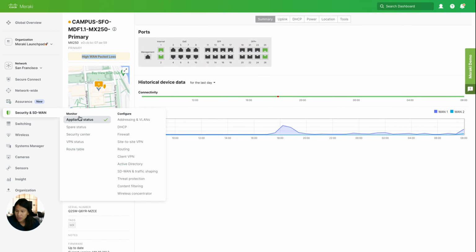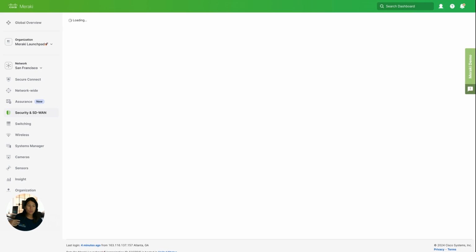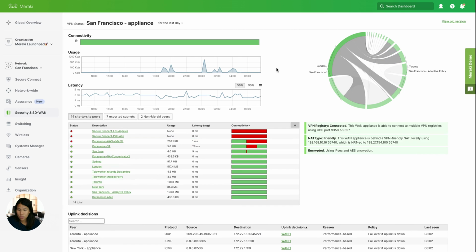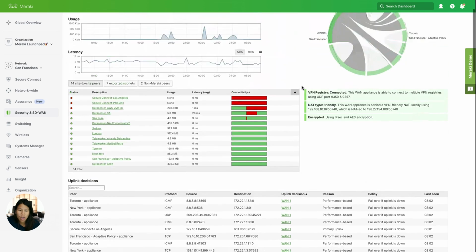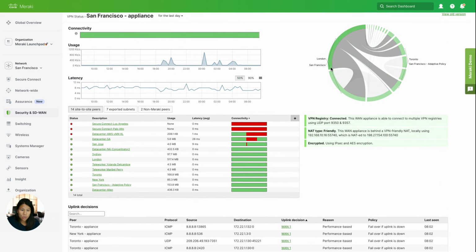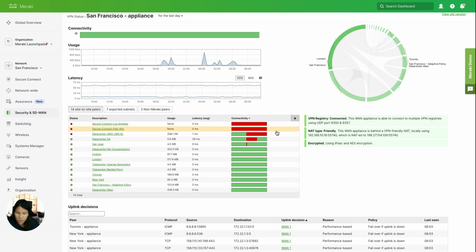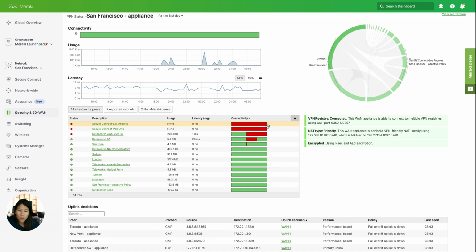Then I have information relating to SD-WAN. So whenever we want to connect different sites with each other, so for example, I have a headquarter and I have some remote sites and I connect them to the headquarter, I can see here the VPN status. So in this organization, San Francisco is our headquarters, i.e. most of our sites should be connected to San Francisco. And I can see that I have 14 site-to-site peers with San Jose, Sydney, London, New York, Toronto. And for example, the Secure Connect ones are not working as expected because I have basically 0% connectivity in here.